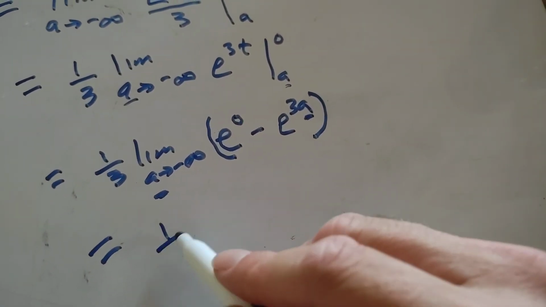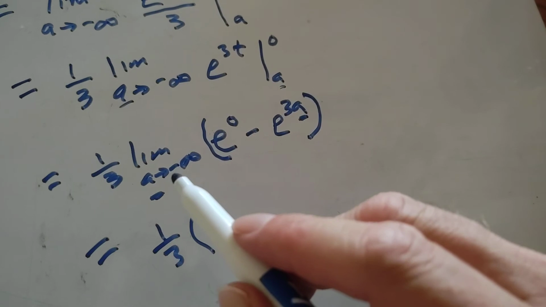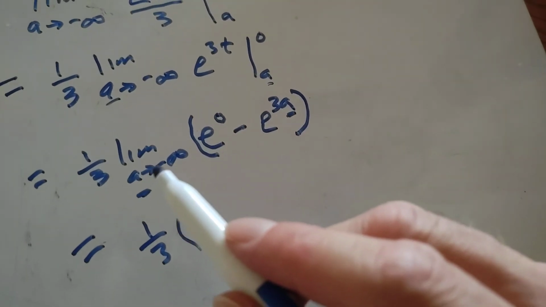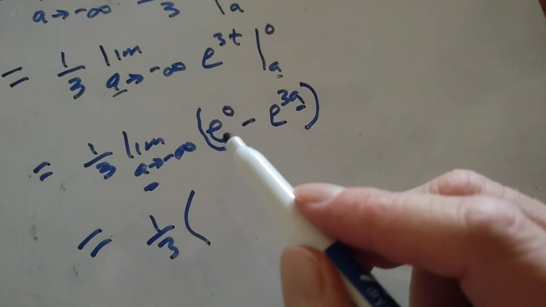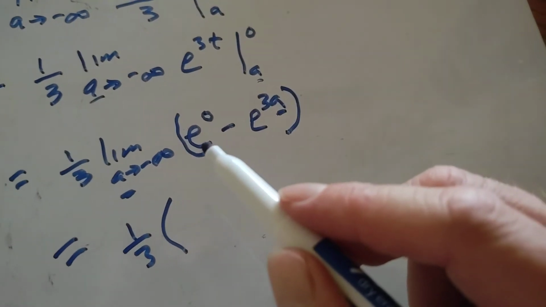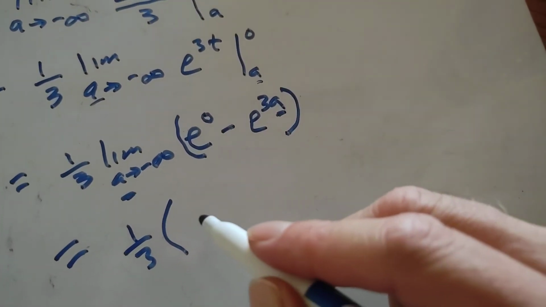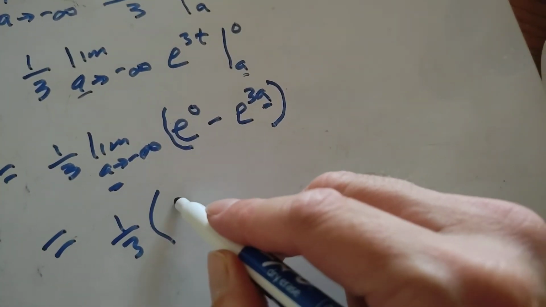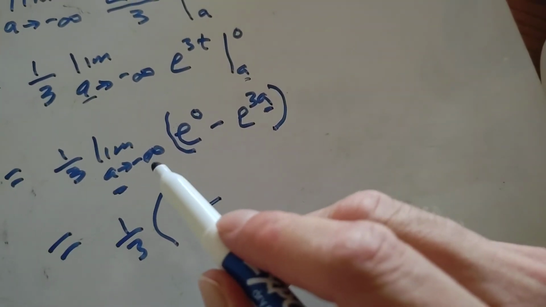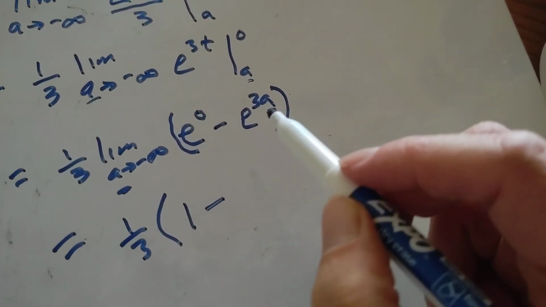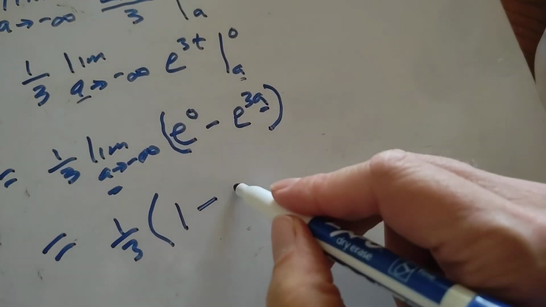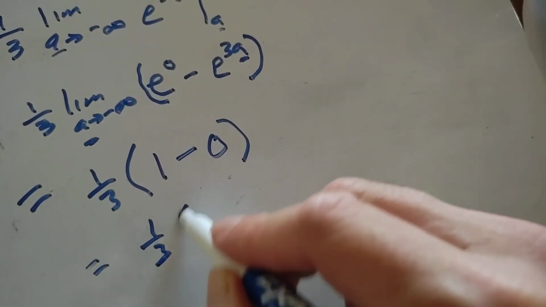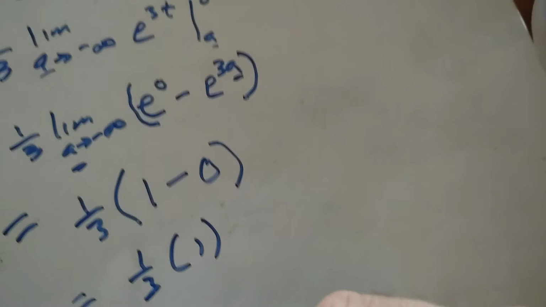So this is going to equal 1/3 times, and the limit of a constant, e to the 0 is just 1. Anything to the 0 power is 1. So the limit of a constant is always going to be that constant. That's a property of limits, which you'll see in the notes on Learn. So the limit as a, there is no a here. So the limit as a approaches negative infinity of 1 is just 1 minus, and now the limit as a approaches negative infinity of e to the 3a, that's going to be 0. And then we get 1/3 times 1 minus 0 is 1. 1/3 times 1 is 1/3.